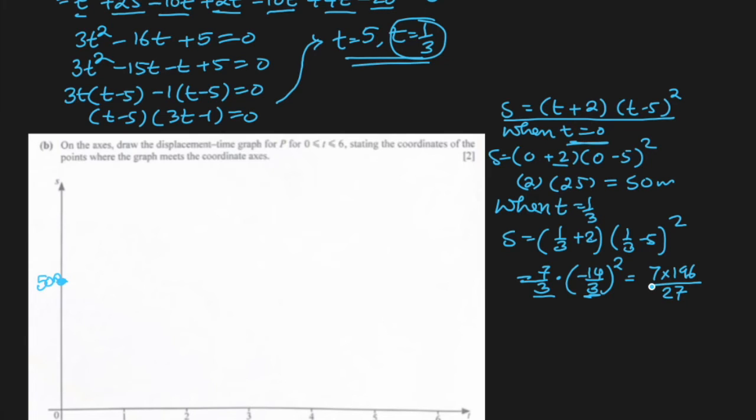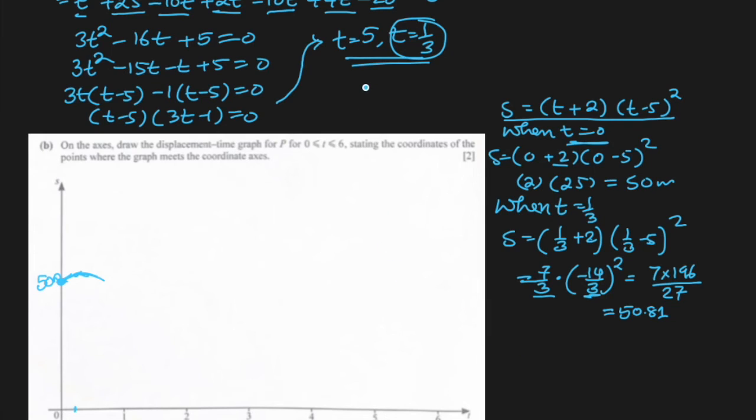Okay, let's see. Are they saying we have to give exact coordinates, stating the coordinates of the points where the graph meets the axis? Okay, they are not. So it comes out at 50.81. So a little above 50, not very high, but they have given the axis scale. And our time there is how much? t equal to 1/3, so 1/3 is somewhere here. So 50.81 will be somewhere here. We don't have to write it here. So that means it went up and turned back.